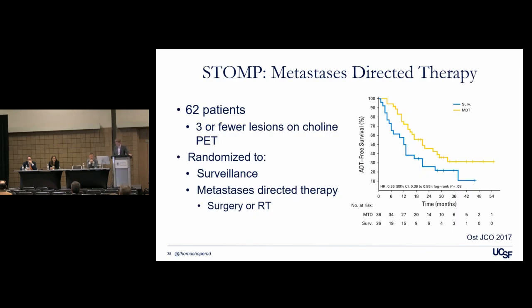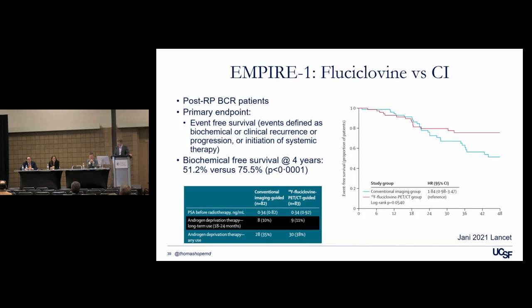STOMP, I think you're all familiar with this. This is a choline-based metastasis-directed trial showing that MDT outperforms surveillance in terms of ADT-free survival. There's also EMPIRE-1, a very similar study. This is in a patient population post-radical prostatectomy, PSA less than 2, fluciclovine versus conventional imaging, showing improved biochemical-free survival when using fluciclovine for planning the radiation therapy. Now, this hasn't yet been done with PSMA, but it's enrolling.